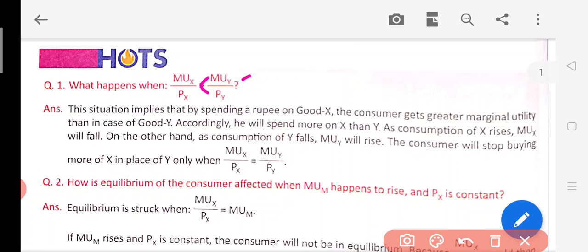So what will happen? Because of the law of diminishing marginal utility, the desire will decrease for Y good, and on the other side he's not spending money on X good, so there the desire will increase. So again it will be a balance. MUx upon Px is equal to MUy upon Py. This is the question of a two commodity case, and it is asked in this way only.